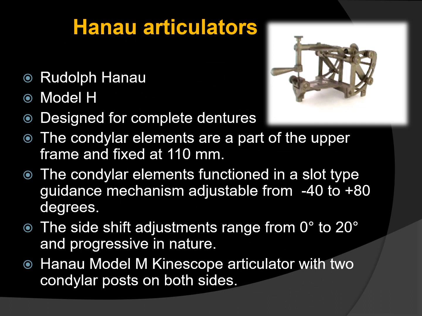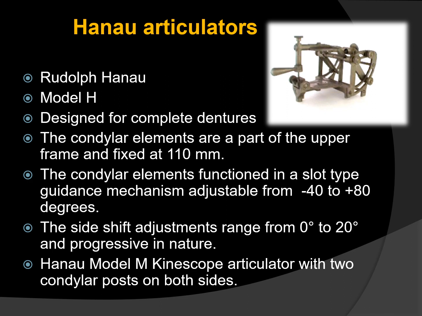It was Rudolph Hanau who received a patent for his first articulator, the Model A, and then the Model B, Model C, which preceded the final Model H in the year 1923. The Model H was designed for complete dentures, and here the condylar elements were part of the upper member and fixed at 110 millimeter, and the condylar elements functioned in a slot type guidance mechanism that was adjustable from -40 to +80 degree. The horizontal condylar inclination was set by means of protrusive positional record, and the side shift adjustment ranged from 0 to 20 degree and was progressive in nature.